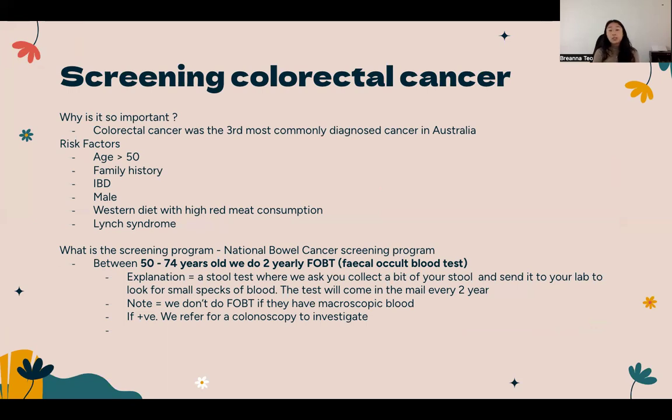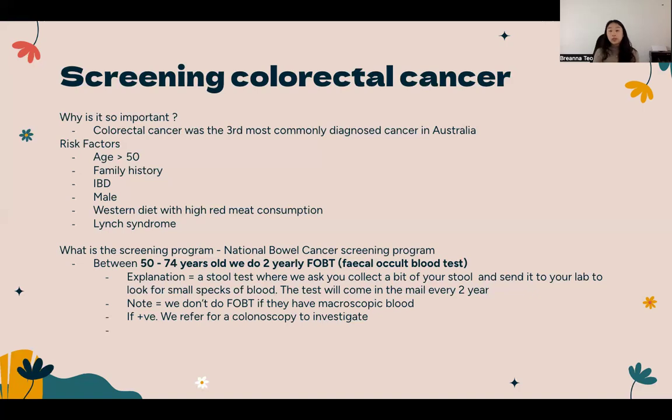Risk factors include age over 50, family history, IBD, male sex, Western diet with high red meat consumption, or Lynch syndrome. The screening program itself is the National Bowel Screening Program. The criteria is if you're between 50 and 74, then you do 2 yearly FOBTs. It's a stool test kit that gets sent to your post box every 2 years. They do a bowel action, smear a little bit, and then send it back off.